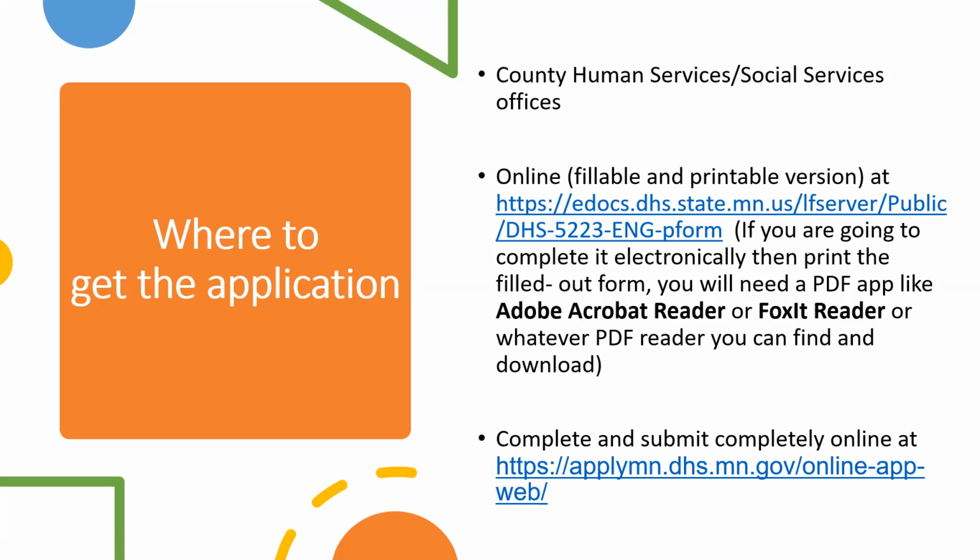Once you have this information gathered, if you do not already have an application for these programs, you can pick one up at your local county human services or social services office. You can find a fillable and printable version at edocs.dhs.state.mn.us, and you're looking for form DHS-223-ENG. If you are going to complete it electronically, then print the filled out form.